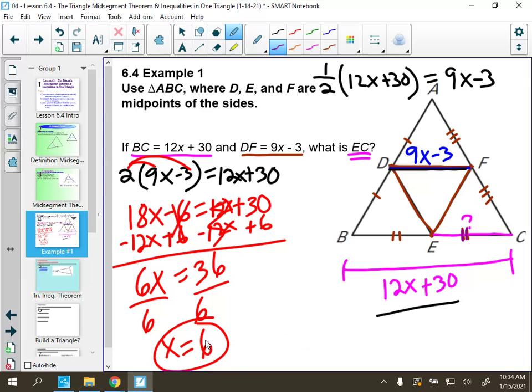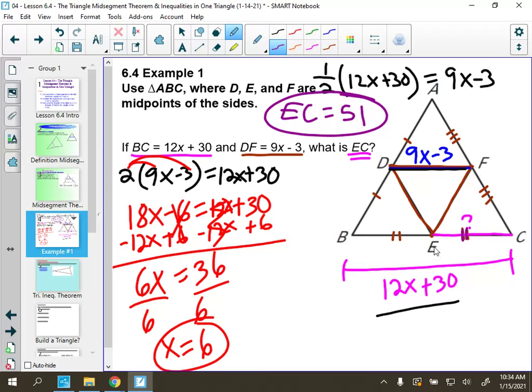In class, a few people said, hey, you know what? Why don't we plug this 6 in right here? 6 times 12, 72. Add 30, 102. And then just cut that in half, because we know E is the midpoint. So I got half here, and EC would be equal to 51. I like it. All right, that's absolutely what the length of EC is.